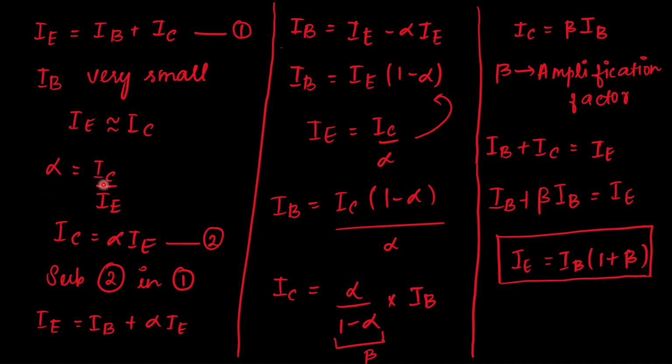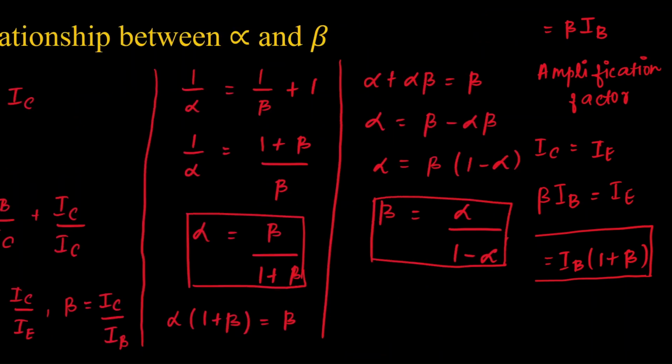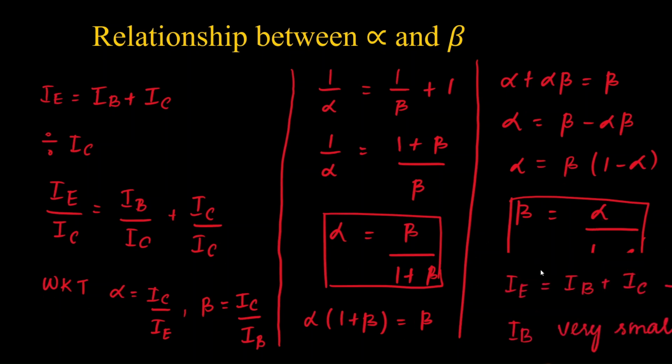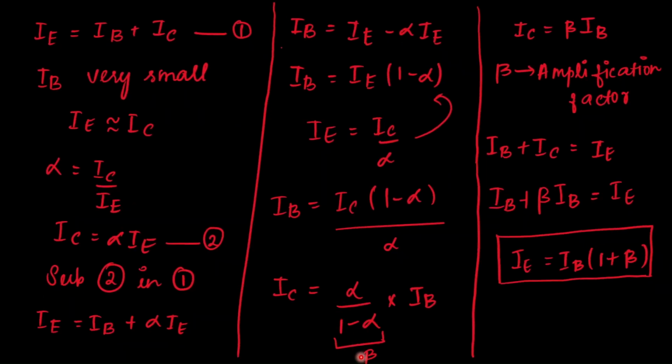We know that alpha = IC/IE. Rearranging this equation, I get IC = alpha × IE. I'll substitute it here. I want base current, so IB = IE - alpha × IE. Taking IE common out, IB = IE(1 - alpha). From here, IE = IC/alpha. Substituting it here, IB = IC(1 - alpha)/alpha. We know alpha/(1 - alpha) is beta, which we derived in the previous step. So I'll denote it as beta, and IC = beta × IB.